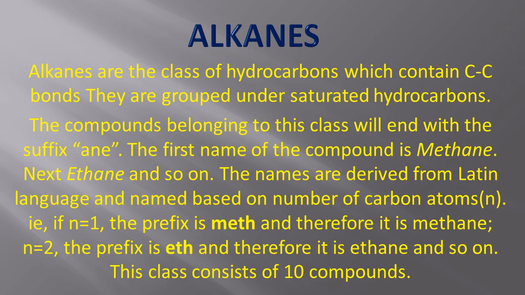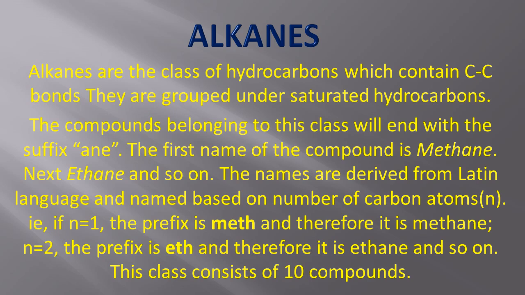Similarly, if the suffix part of the organic compound ends with ene, then it is an alkene. Similarly, if it ends with yne, it is an alkyne. As we have already seen in the previous slide, I have shown alkanes, alkenes and alkynes. So alkenes and alkynes come under the category of unsaturated hydrocarbons, whereas alkanes come under the category of saturated hydrocarbons. So alkanes are all single bonded and all these compound names end with ane.